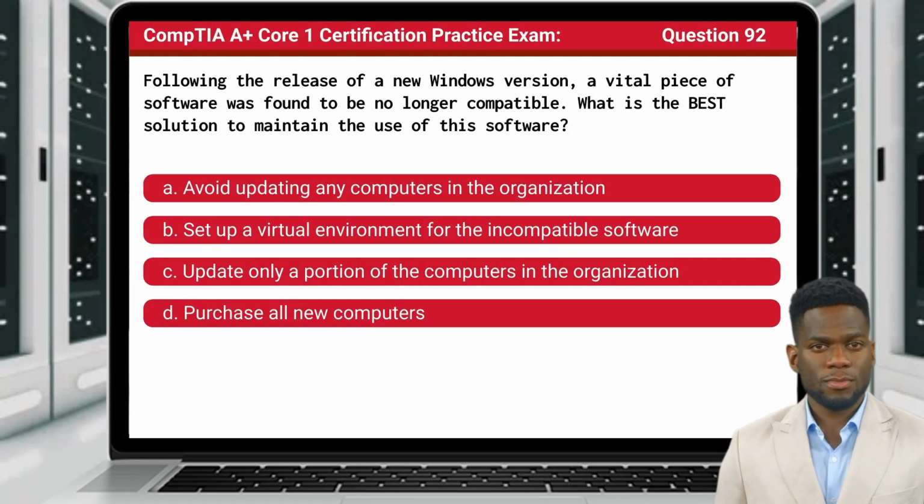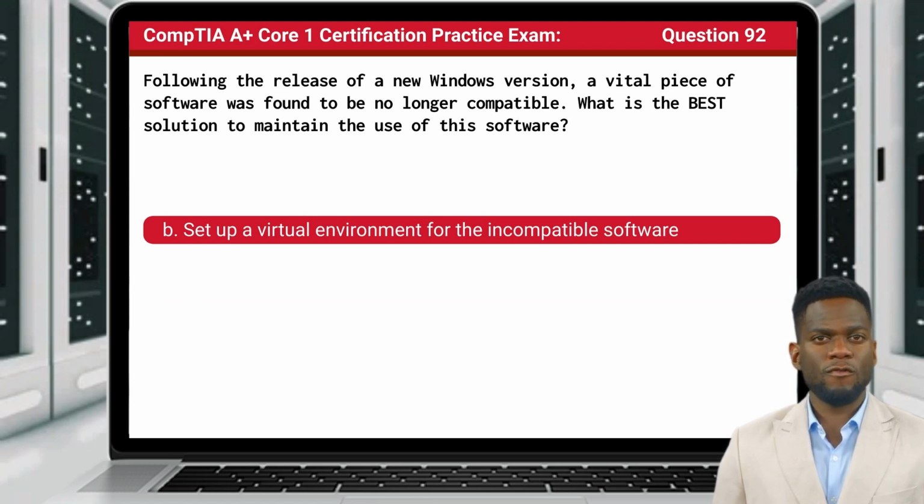Question 92. Following the release of a new Windows version, a vital piece of software was found to be no longer compatible. What is the best solution to maintain the use of this software? The answer is B. Set up a virtual environment for the incompatible software.